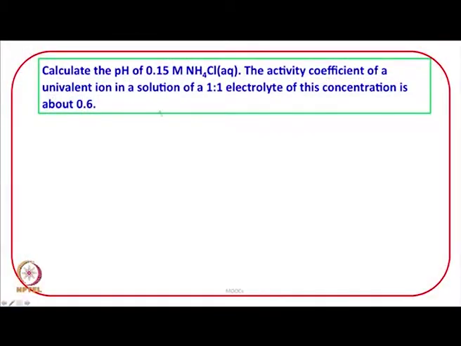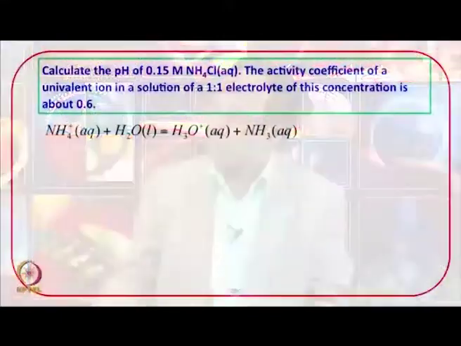Calculate the pH of 0.15 molar ammonium chloride. The activity coefficient of a univalent ion in a solution of 1:1 electrolyte of this concentration is about 0.6. In fact, I am revisiting this question. This question I have discussed earlier also, and here again I am discussing it in the context of pH. So, let us quickly go through the solution.